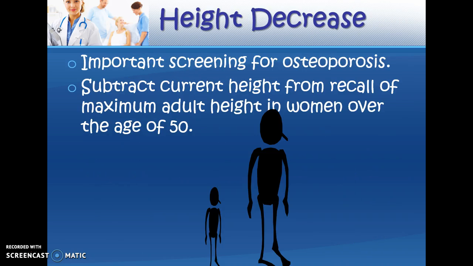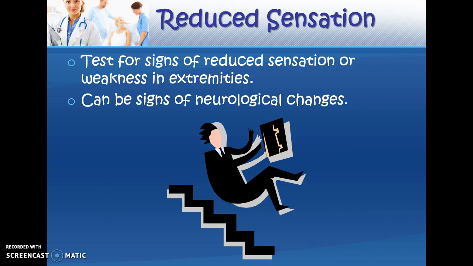And then height decrease, as I said, can indicate osteoporosis. Subtracting their current height from the recalled maximum adult height in women over age 50 can tell us about osteoporosis. And reduced sensation. We want to test for signs of that to indicate neurologic changes.